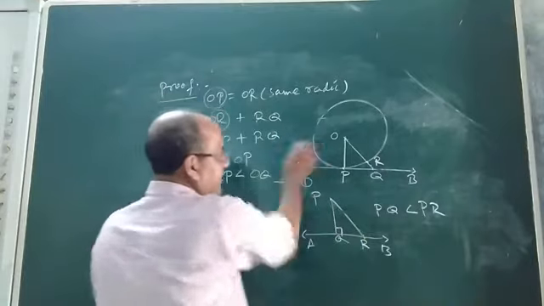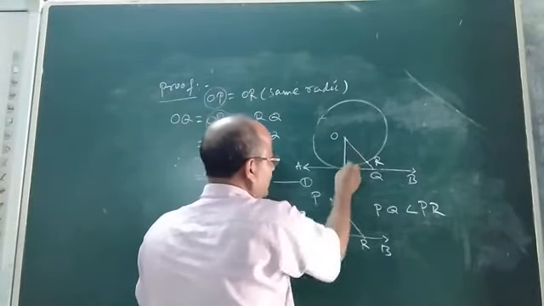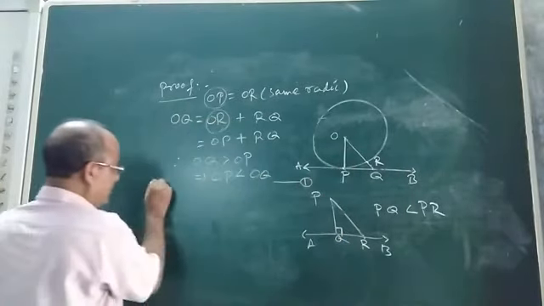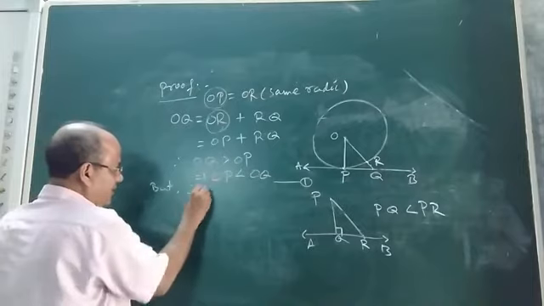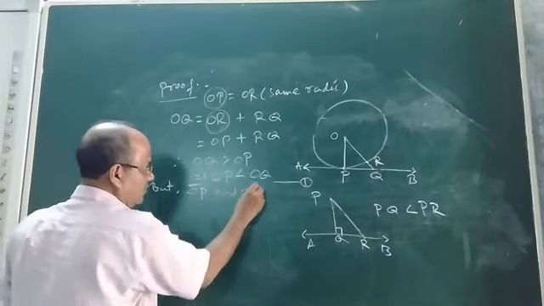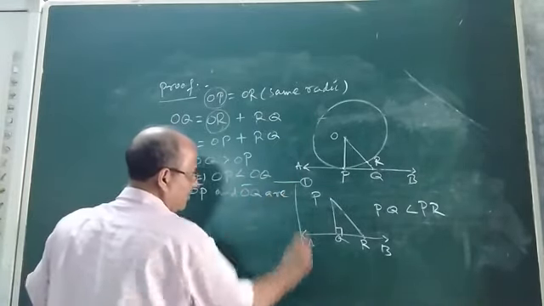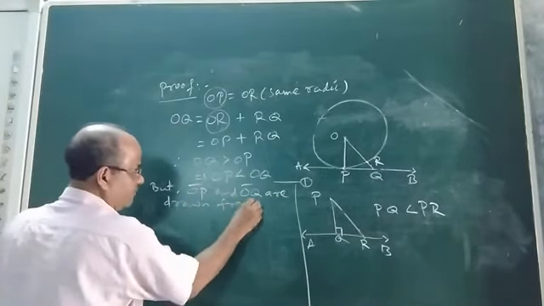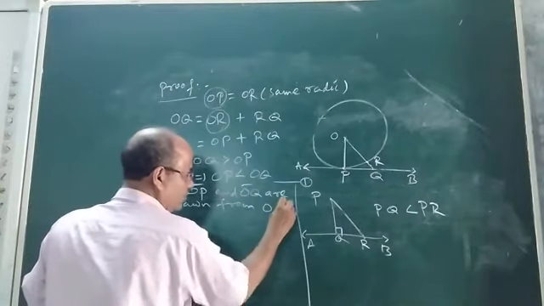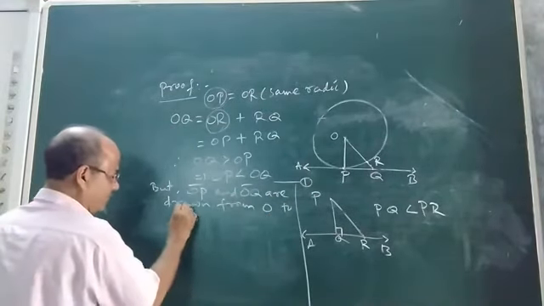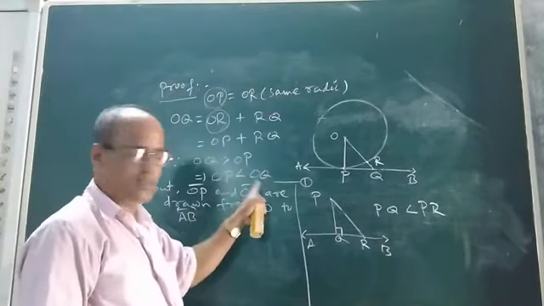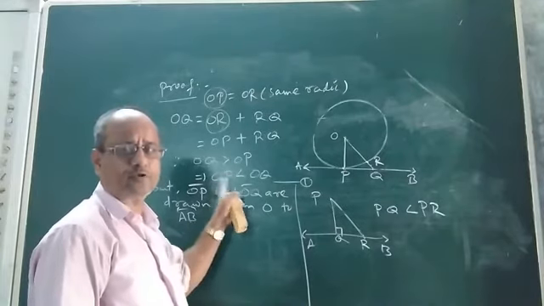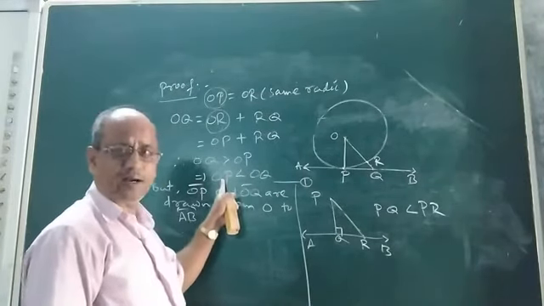Now see, in this case we got that OP is less than OQ. But OP and OQ are drawn from which external point? O to AB. So OP is less than OQ, that means OP is the shortest line segment out of the two line segments OP and OQ. If OP is less than OQ, that means OP is the shortest.